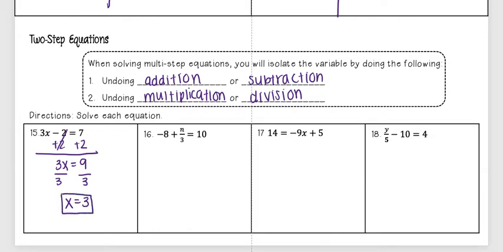And that's because when it's multiplying or dividing, it is just that much more attached to that x. The addition or subtraction, it can move easily, but not the multiplication or division. Okay, so let's look at this next one.